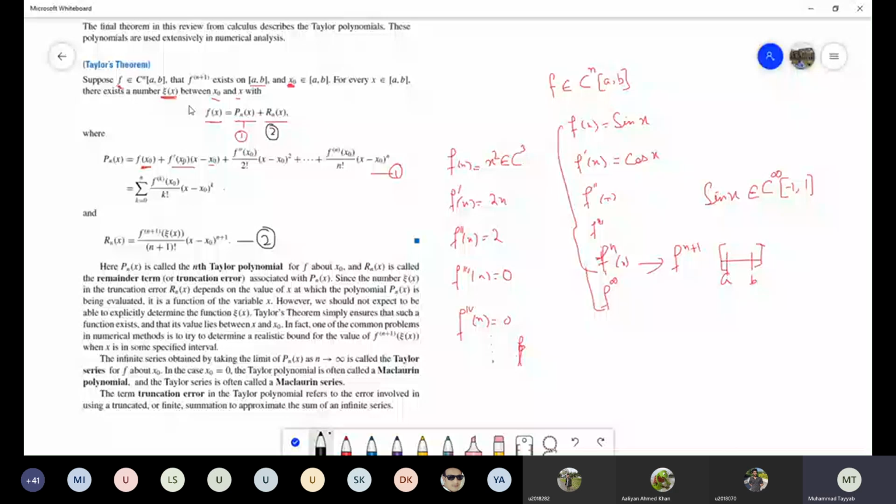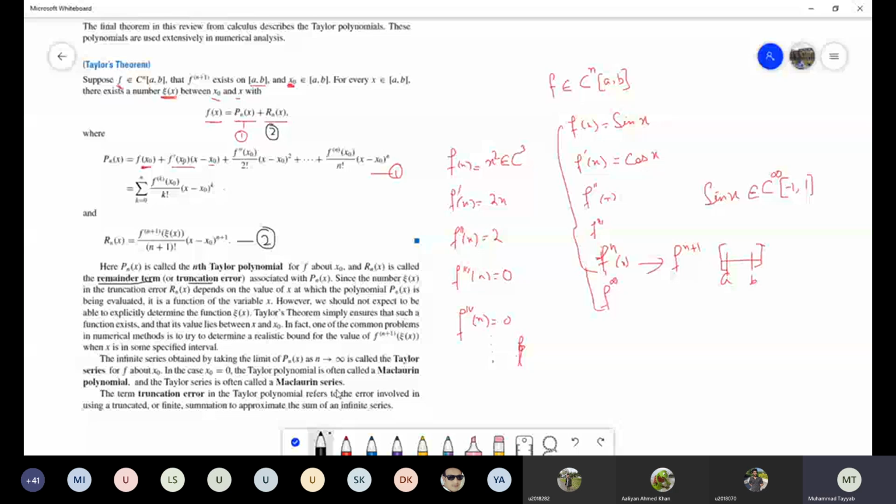So we have already decided that the function f of x is the composition of two polynomials. One is Pn of x and another one is Rn of x. While the Pn of x is the Taylor polynomial or the Taylor series, the Rn of x is basically called the remainder or the truncation error. So Rn is the remainder term or the truncation error which is associated with Pn of x, while Pn of x is the Taylor polynomial about the point x naught.